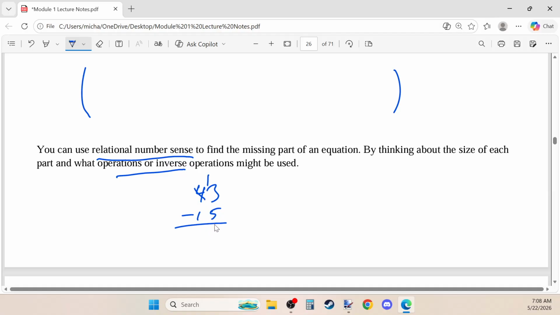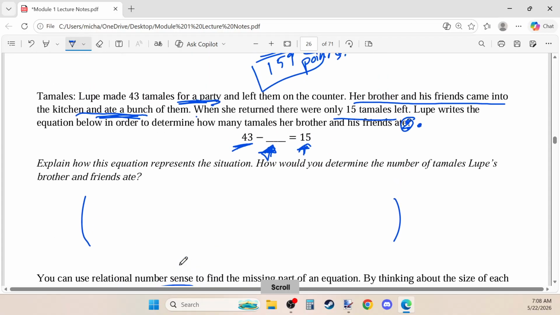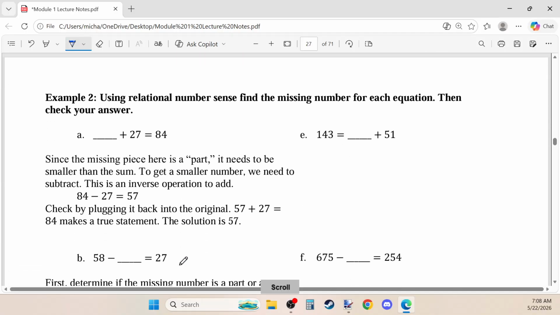Can't take 5 from 3, so we borrow. 13 minus 5 is 8. 3 minus 1 is 2. They ate 28 of the tamales. Doesn't say how many friends came. That's still a lot of tamales for Lupe to have had stolen from her.